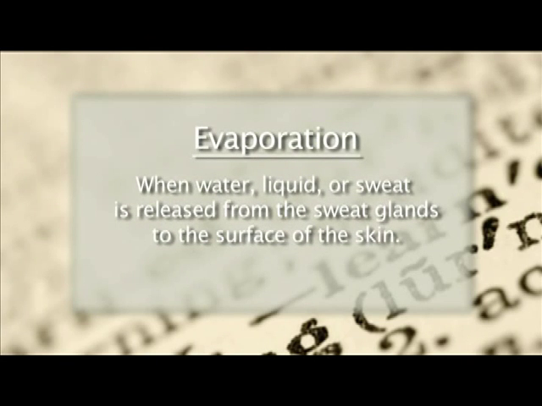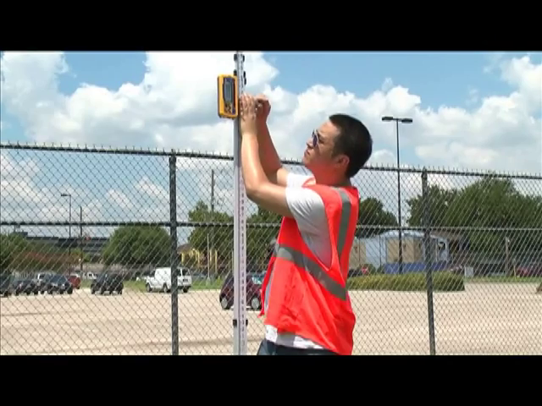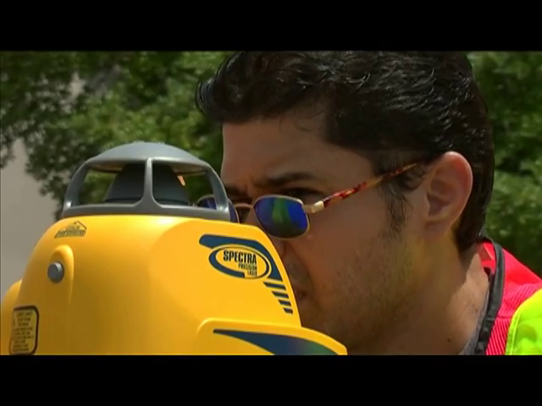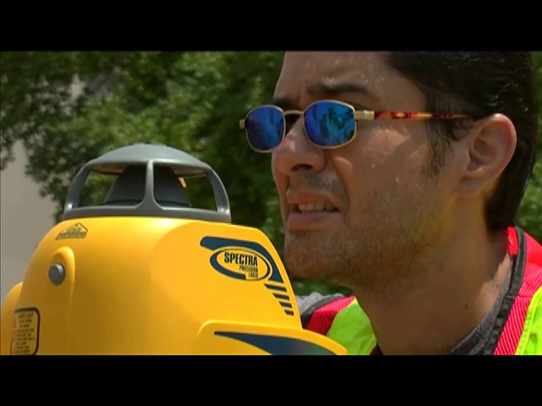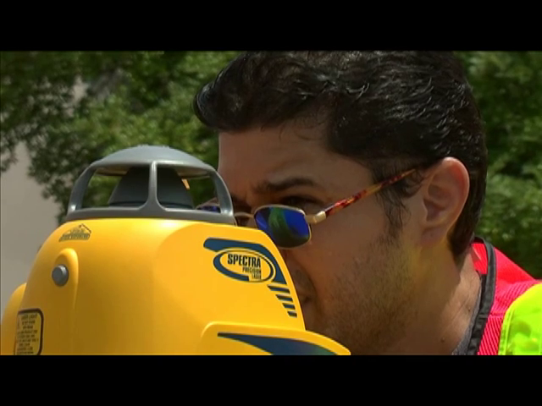Evaporation is when water, liquid, or sweat is released from the sweat glands to the surface of the skin. Heat from the body changes the sweat into water vapor, which then evaporates in the warm, dry air. This process is also known as a phase change, and it has a tremendous cooling effect on the body's temperature. Evaporation usually begins when the air temperature is greater than 80 degrees Fahrenheit.